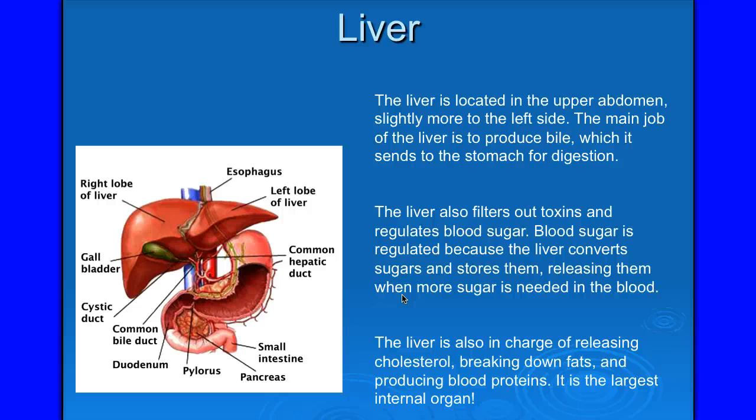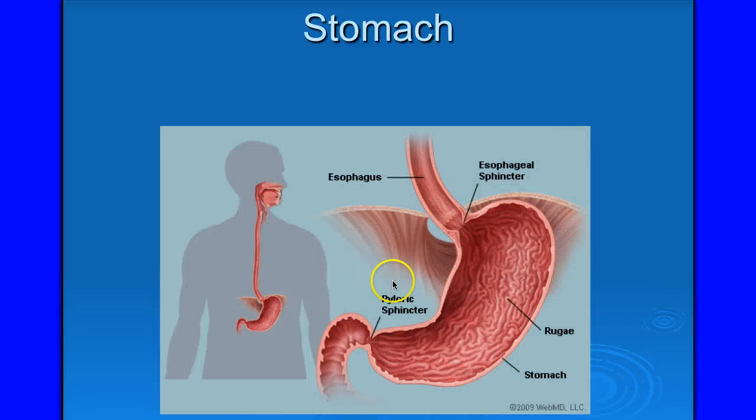Liver is also your largest internal organ. So the skin, though it's on the outside, is our largest organ, but the liver itself is the largest internal organ in the body. Moving on, next we'll talk about the stomach.